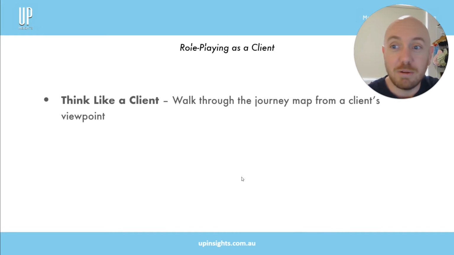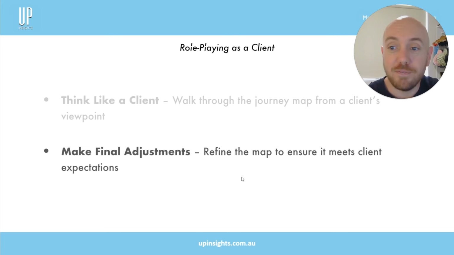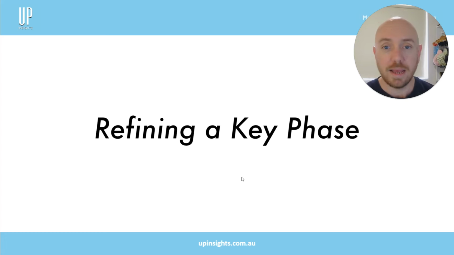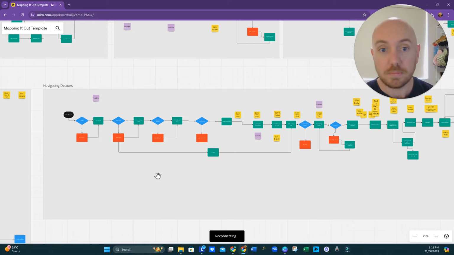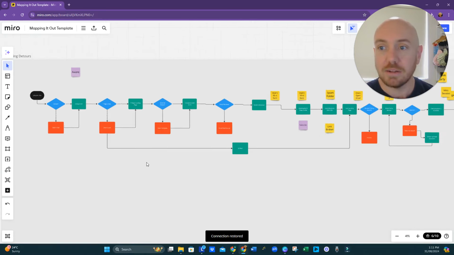But role-playing as a client, we want to think like a client. We want to walk through our journey map from a client's viewpoint and make final adjustments. So refine the map to ensure it meets client expectations. So let's have a look at that right now. I pressed the wrong button. All right, so we are back at our journey map here.